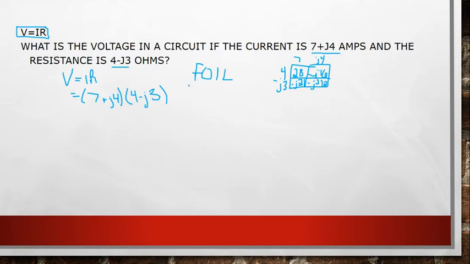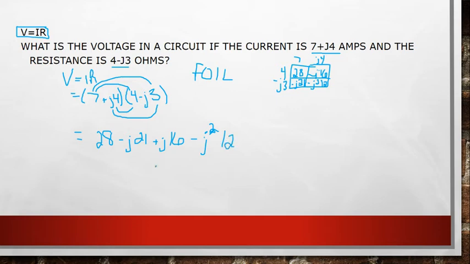So FOIL, remember, F stands for first, so I'm going to take 7 times 4, because those are my first terms. It gives me a 28. Outer, 7 and negative j3, because those are my outer terms, gives me a minus j21. Inner is the j4 and 4, which gives me a positive j16. And then my last terms, j4 and negative j3, give me a negative j squared times 12.